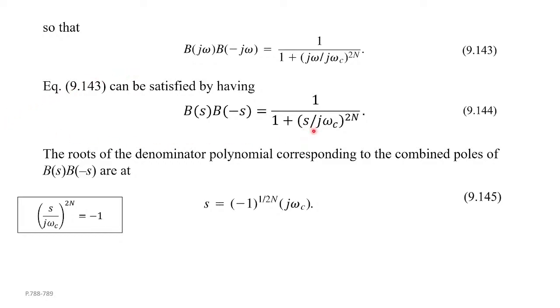But I want to say a little here: this is not the only B of S that can satisfy this, but this works, so we pick this. Okay. Anyway, so we swap j omega for S, and we can satisfy this equation by solving for something that satisfies this equation. Okay.